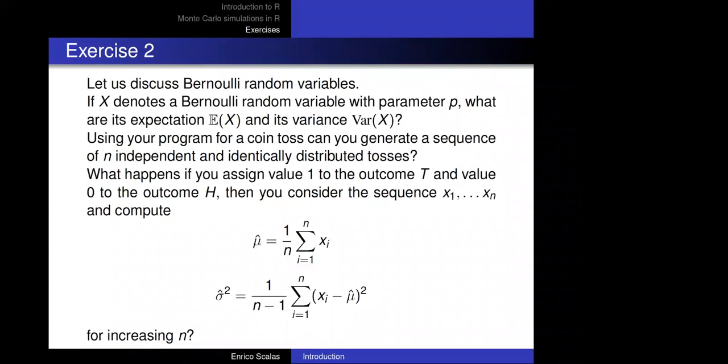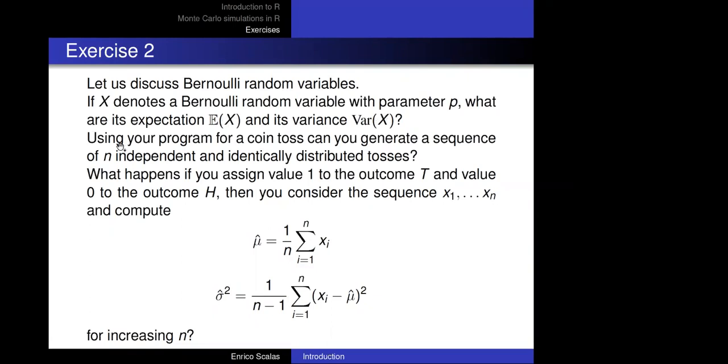What is a Bernoulli random variable? It is a dichotomous random variable assuming only two values, say 0 and 1, with parameter p, where p is the probability of getting the value 1. And now my question is, what is the expectation of the random variable and what is its variance?